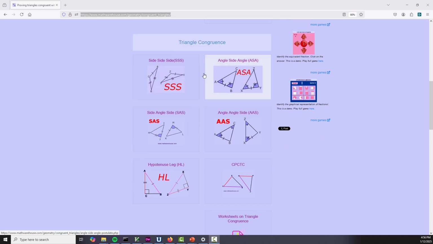We've already gone over the main postulates for proving two triangles congruent: side, side, side; angle, side, angle; angle, angle, side; SAS; and hypotenuse, leg. Today, we're going to do a full proof from beginning to end, and one of these different postulates will be used to prove the triangles congruent.